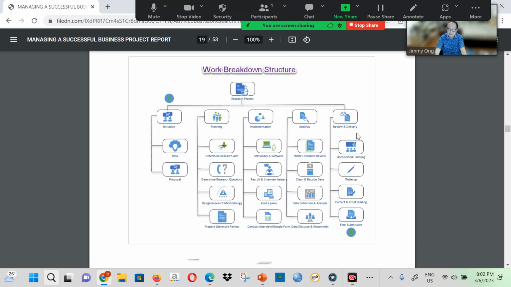Unexpected handling. You need to come down here and check what could cause problems to your data. What is the delay? As I say, Malaysia got a flood, delay, throw away all your data, and how do you collect it back, before you write this one. So there's quite a lot of things for you to review back, front and forward. So you need to check your answer too.